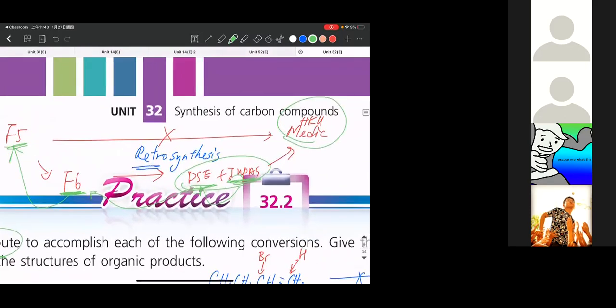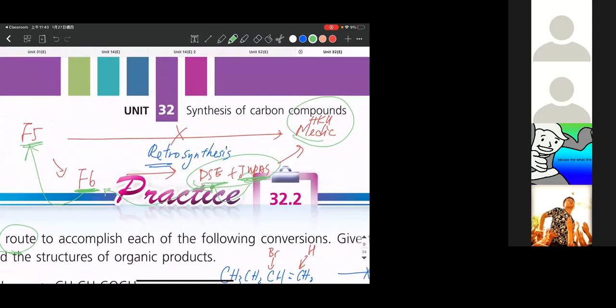Okay, this is what I would like to share with Chem 1 students. Retrosynthesis. Don't think of one step from Form 5 to Hong Kong medic. You have to think in reverse. Retrosynthesis. Any questions so far?